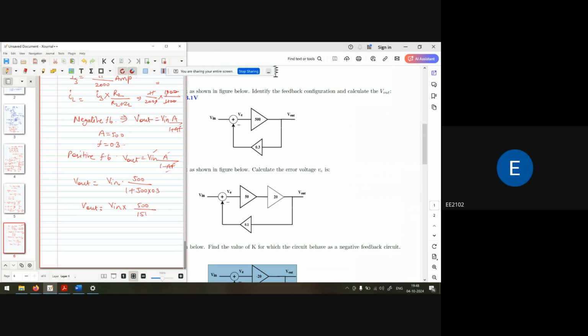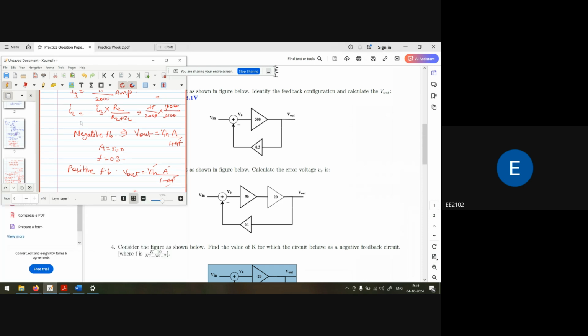Now if we know the value of V in, we can calculate V out. In this question, V in is 10 volt, so V out is 10 multiplied by 500 upon 151, which is around 33. Is V in given? No, it is not given. The data is missing.